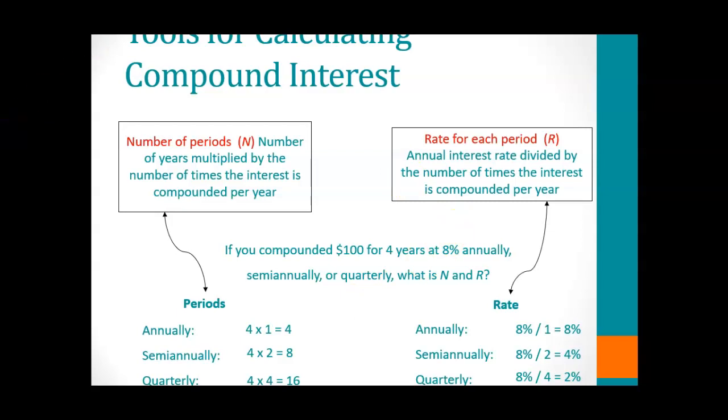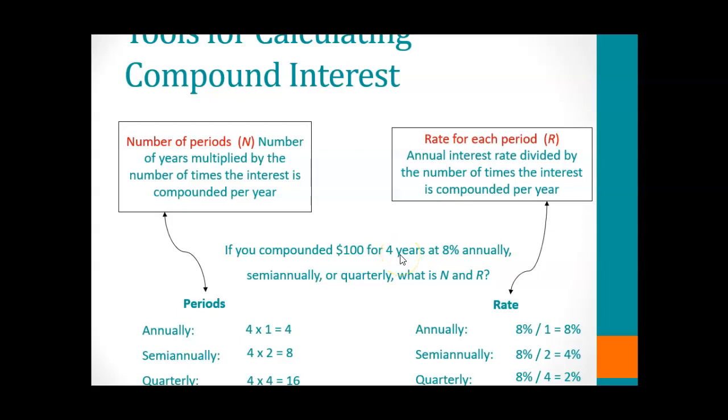To use those tables, first, we have to know the number of periods and the interest rate. So if you compound $100 for 4 years at 8% annually, semi-annually, or quarterly, we're saying what is N, the number of periods? What is R? R stands for the interest rate per period. To get your N, we're going to multiply the number of years by the number of times the interest is going to be compounded per year.